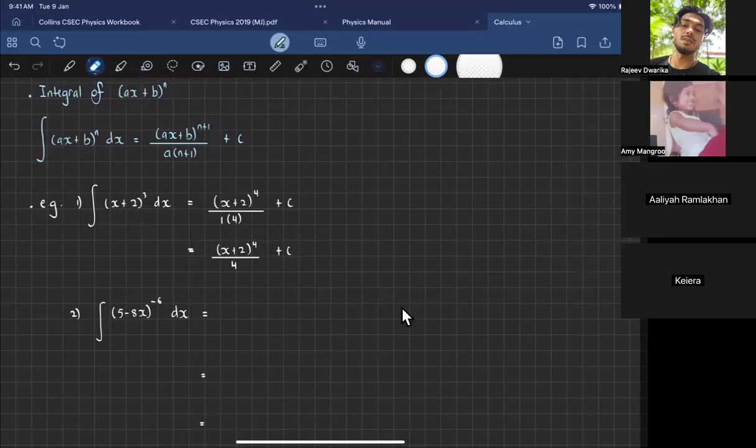All right, Aliyah, again, through question two. Okay, yeah, all right. 5 minus 8x to the power minus 5 because you add 1 to the power. 5 by... Nah, that's wrong. That's wrong.